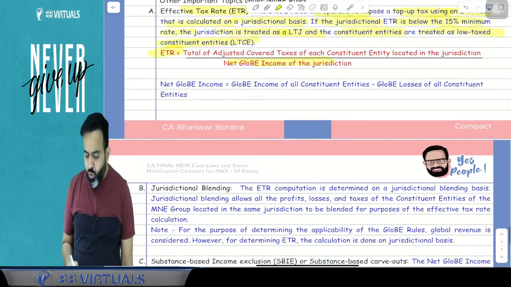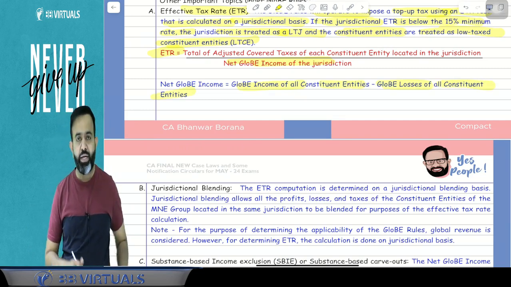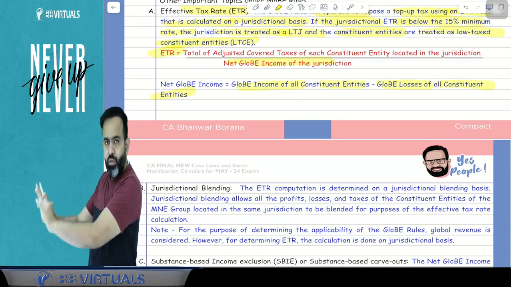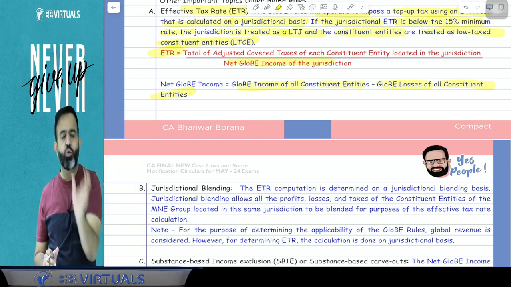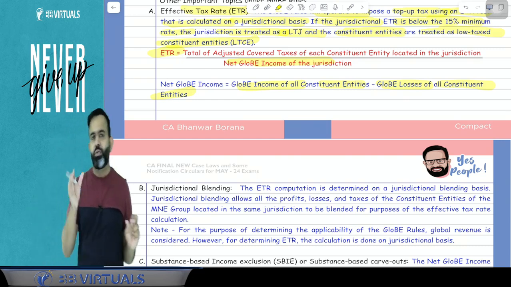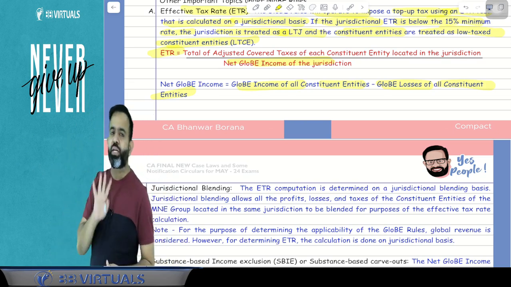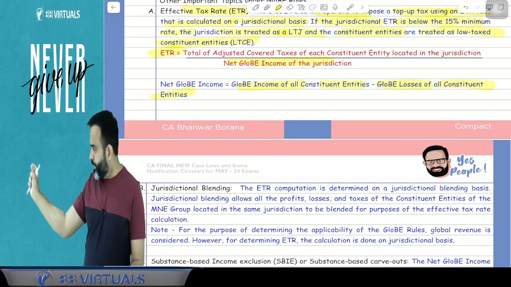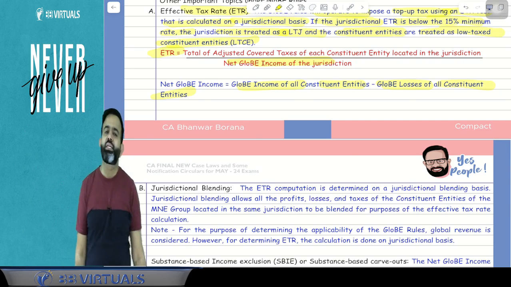Now net GloBE income is the GloBE income of all constituent entities minus the GloBE losses of all constituent entities. So guys, in Dubai, suppose there are 3-4 entities, just take the income and losses and take the net GloBE income and net taxes. So taxes divided by GloBE income. In simple words, suppose there are 4 companies in Dubai. In that case, whatever tax the 4 companies paid, just aggregate it and divide by the total income of those 4 companies, and you calculate the effective tax rate.